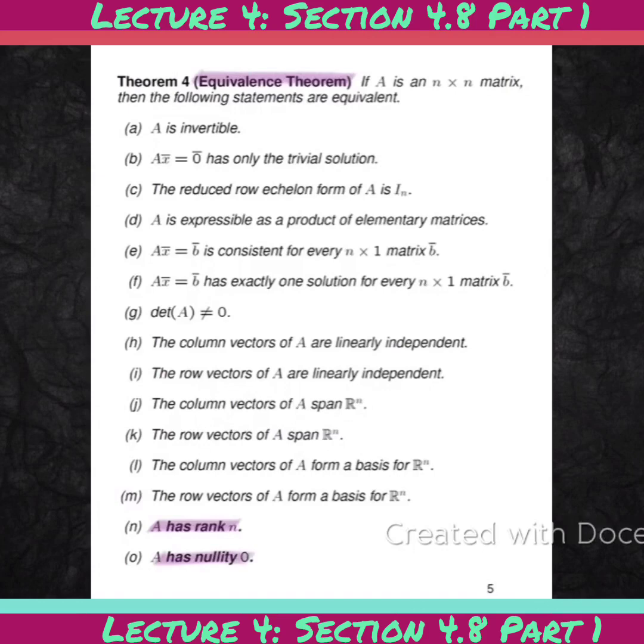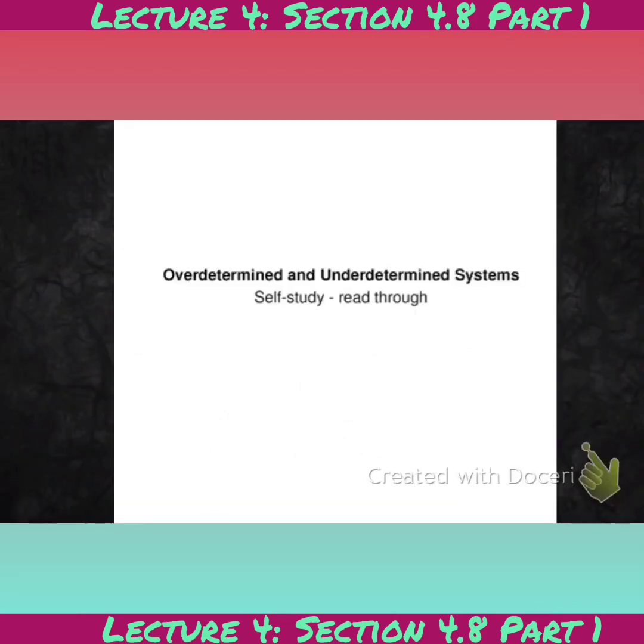So that's pretty straightforward. Right, so the next little part is on overdetermined and underdetermined systems. That is self-study. You guys need to go through that on your own. It doesn't mean if something is self-study that it isn't important. It's also important, but that's left for you guys to go through on your own.